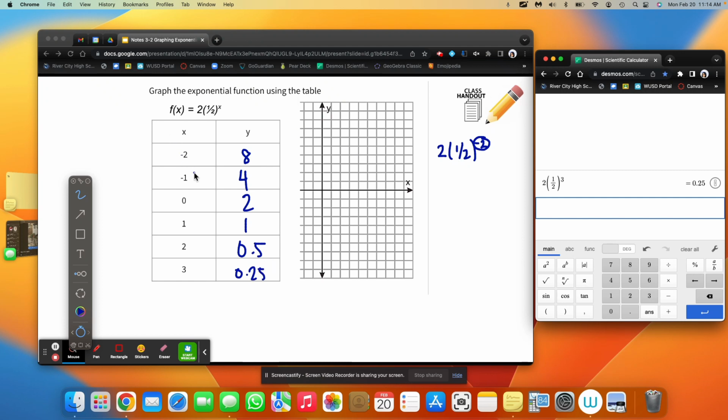So now we can go ahead and graph this one. At negative 2, we're at 8. So 1, 2, 3, 4, 5, 6, 7, 8. Negative 1, we're at 4. 1, 2, 3, 4. 0, we're at 2. We have 1, 1, then 0.5, and 0.25. So it looks like we're going to get really close to the x-axis, but not quite touch the x-axis. So something along these lines.